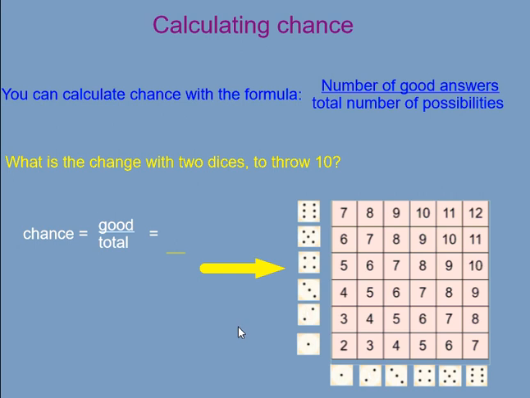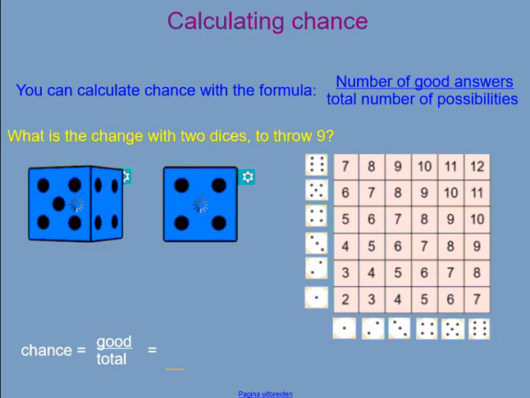And how many in total do you have? Well, 6 options per die, so 6 times 6 is 36. So you divide 3 by 36, and if you put that in your calculator, you have 0.083. So that's how you calculate chance.